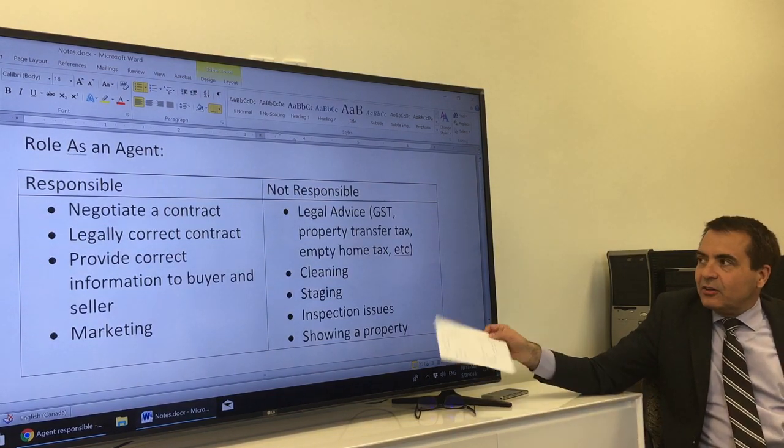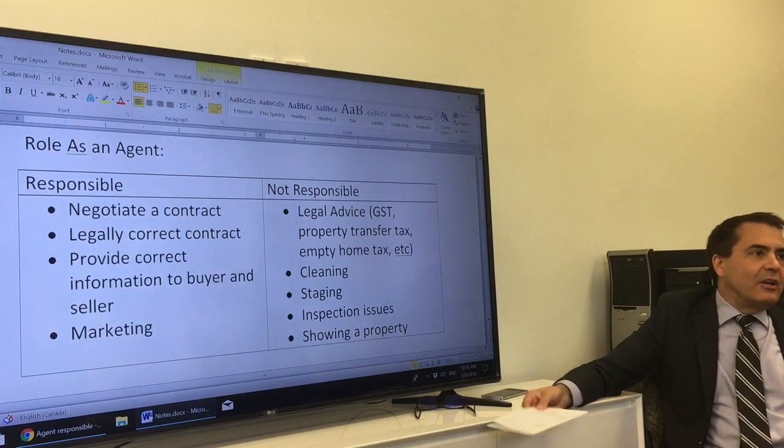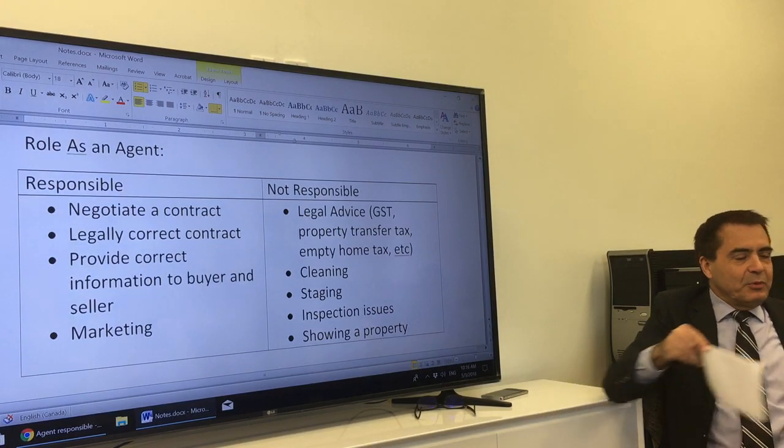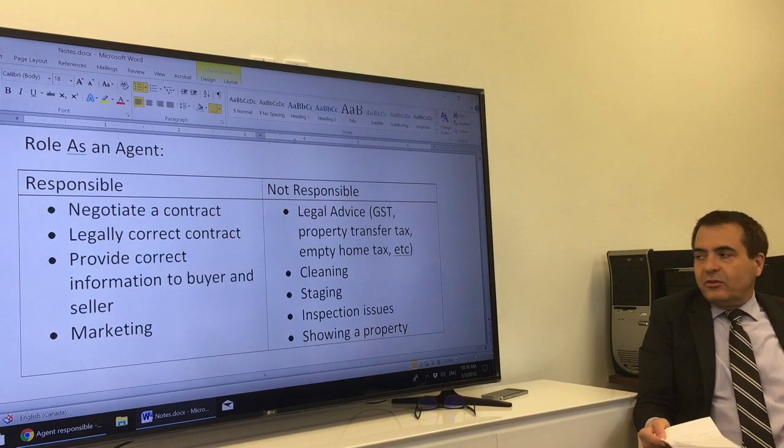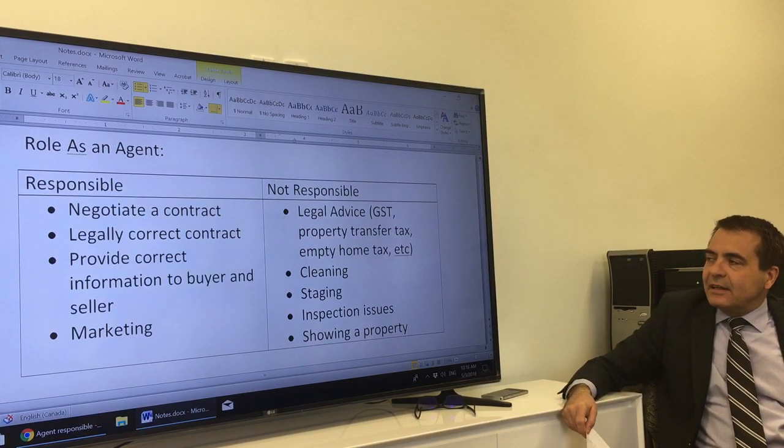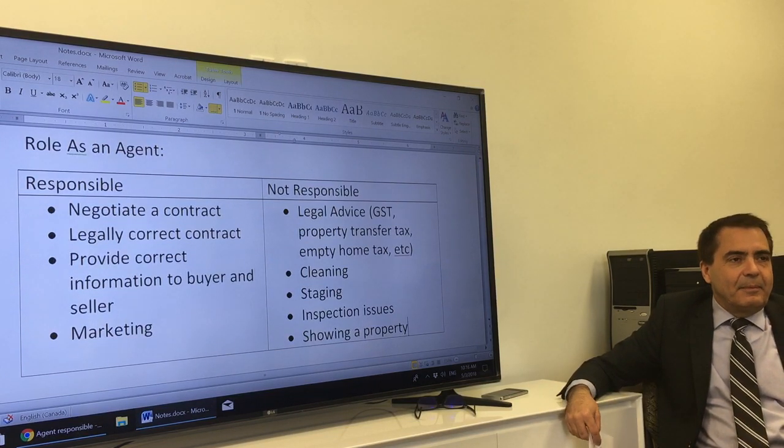So you're technically not responsible for showing a property, but almost all of you do show the property. There's a difference between what you're required to do and what you do. Anything else that a lot of agents do that they shouldn't do?